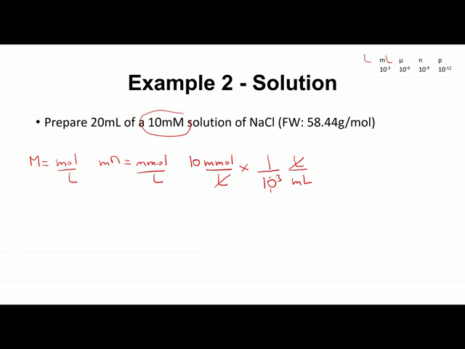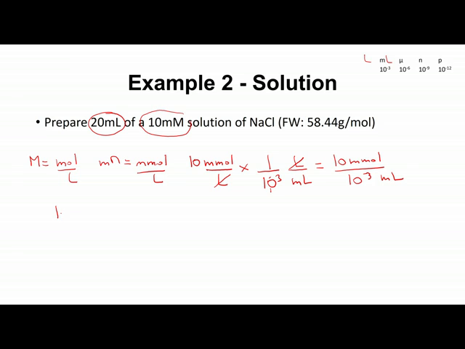So this is already telling you that you need 10 millimoles over 10 to the 3 milliliters. So now you can figure out by multiplying this by the total volume of your solution how many millimoles you will need to measure on a balance, basically, to get your final concentration, to make your 20 milliliter solution.